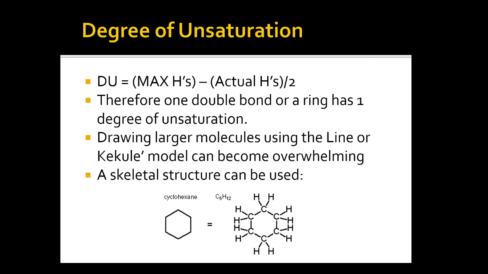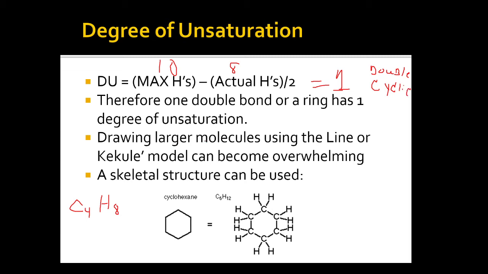So the example we had was C4H8. Let me just write it in here, and pardon my using a mouse for penmanship. For C4H8, the max we're supposed to have, 2N plus 2, is 10. What we actually have is 8. 10 minus 8 is 2. 2 divided by 2 is 1. 1 degree of unsaturation means I either have a double bond or a cyclic compound.